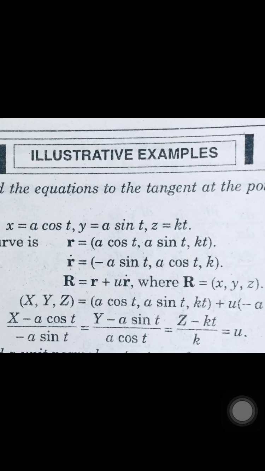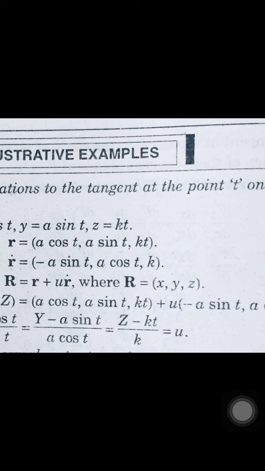So r dot: differentiation of a cos t is minus a sin t. So the first coordinate of r dot is minus a sin t. Similarly, second is a cos t, and third becomes k only, because t differentiated with respect to t becomes 1. So R equals r plus u r dot, where R equals X comma Y comma Z capital. Here it is a misprint. In the book it is given small, but it should be capital.